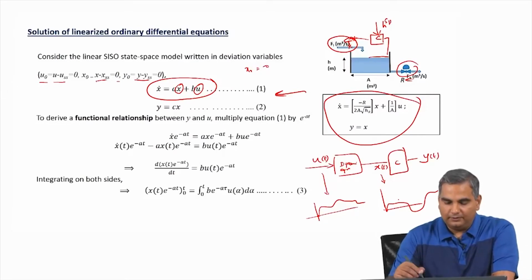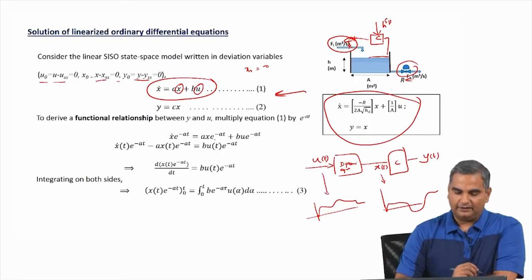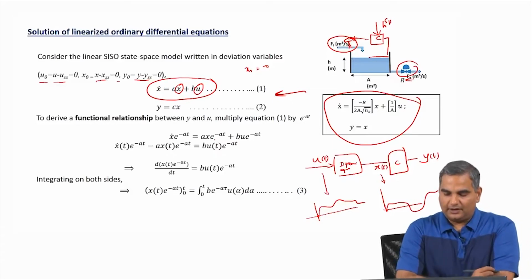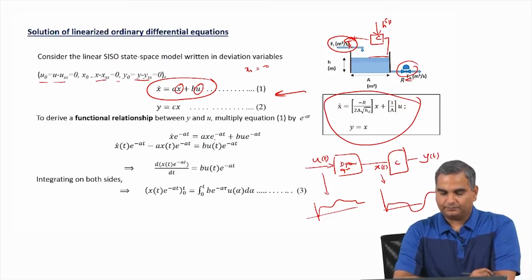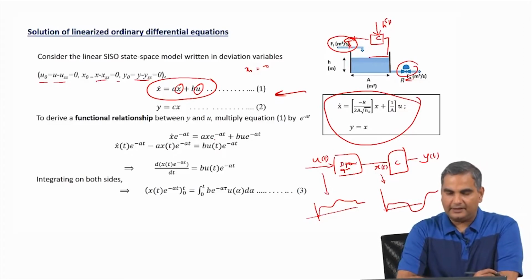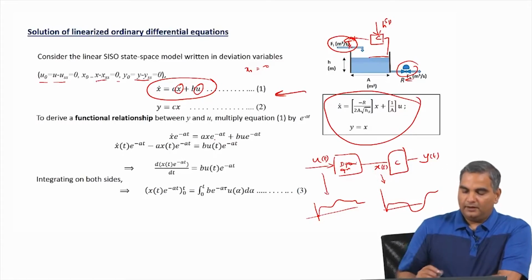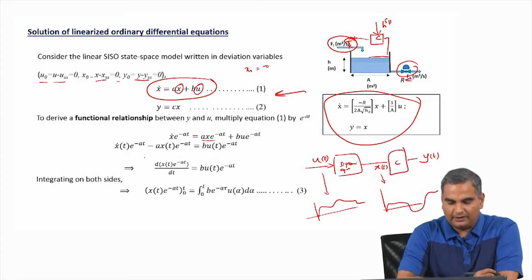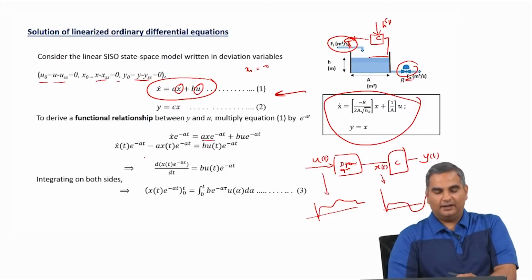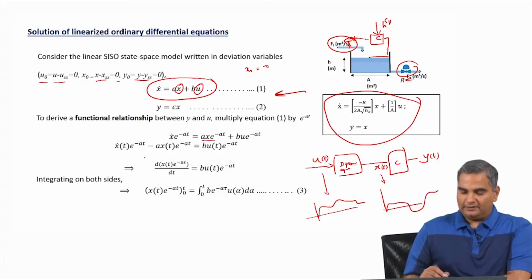A simple approach to solve this equation is by using what is called an integrating factor. I can take the first equation, x dot equal to ax plus bu, and multiply by e power minus at on both sides. That will give me x dot e power minus at equals ax e power minus at plus bu e power minus at. Then I take this term to the other side and I get x dot e power minus at minus ax e power minus at is equal to bu e power minus at, and you can quite easily recognize that this can be written like this.